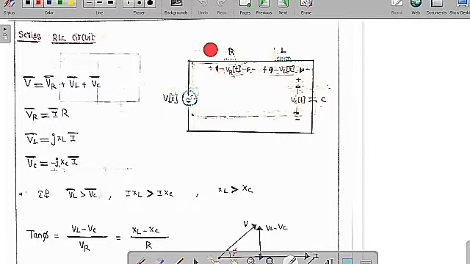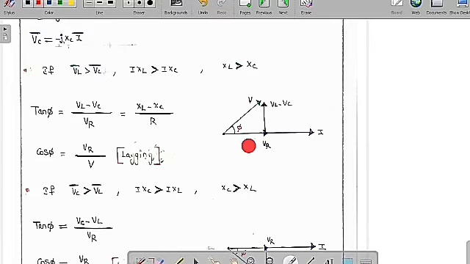Here the current is I bar, which is flowing in this circuit. Therefore VR bar is equal to I bar into R, VL bar is equal to I bar into jXL, and Vc bar is equal to I bar into minus jXc. Now suppose the voltage across the inductor is greater than the voltage across the capacitor; we are going to study that.